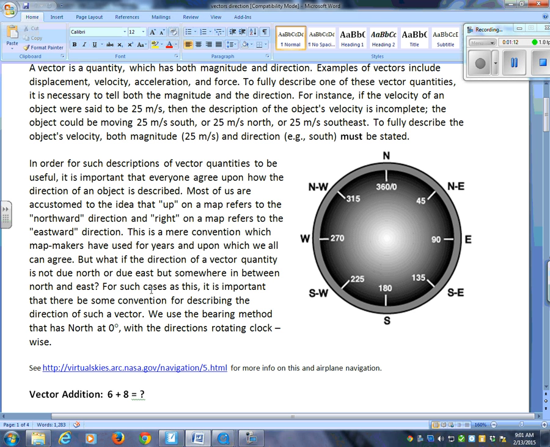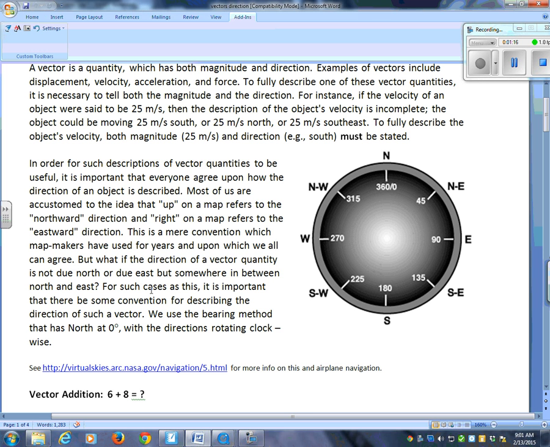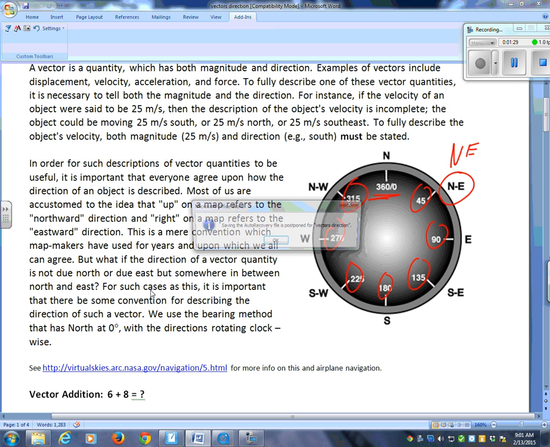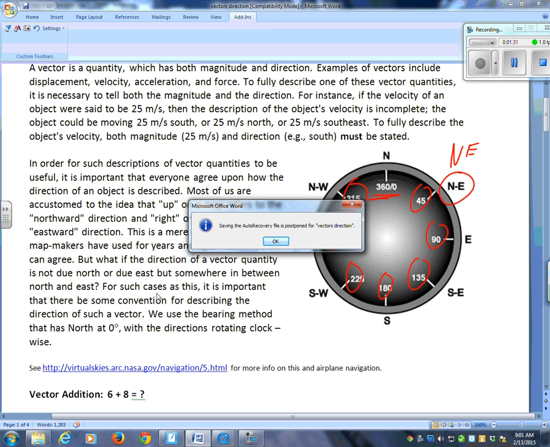We will use the bearing method that has north at 0, right there, and then rotate clockwise, right? So 45, 90, 135, 180, and so on around the horn. If it says NE, what does that mean? Northeast, but what's the angle? 45, exactly.